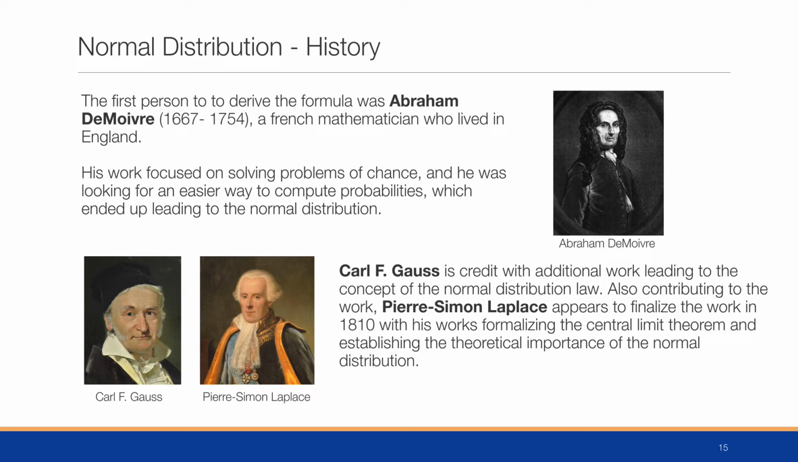The reason this is important is because you may hear the term Gaussian. Gaussian is going to refer to a normal distribution. That's who it's named after.